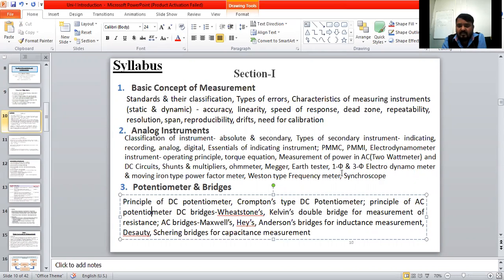So in a single phase circuit and three phase circuit, we are going to measure the power factor by using an electrodynamometer and another instrument, the moving iron type instrument also. Next, to measure the frequency, we can use the Weston type, and the synchroscope also we are going to use here. We are going to discuss these now.